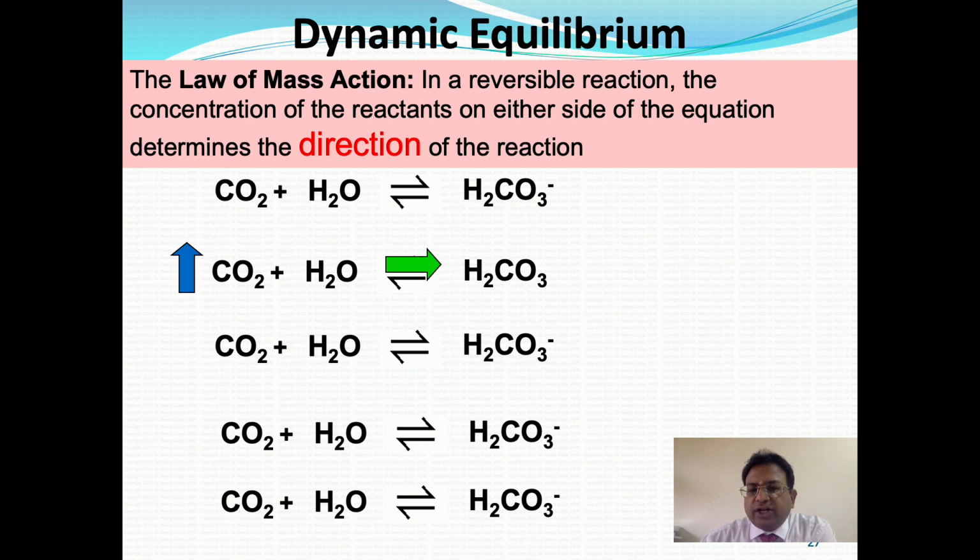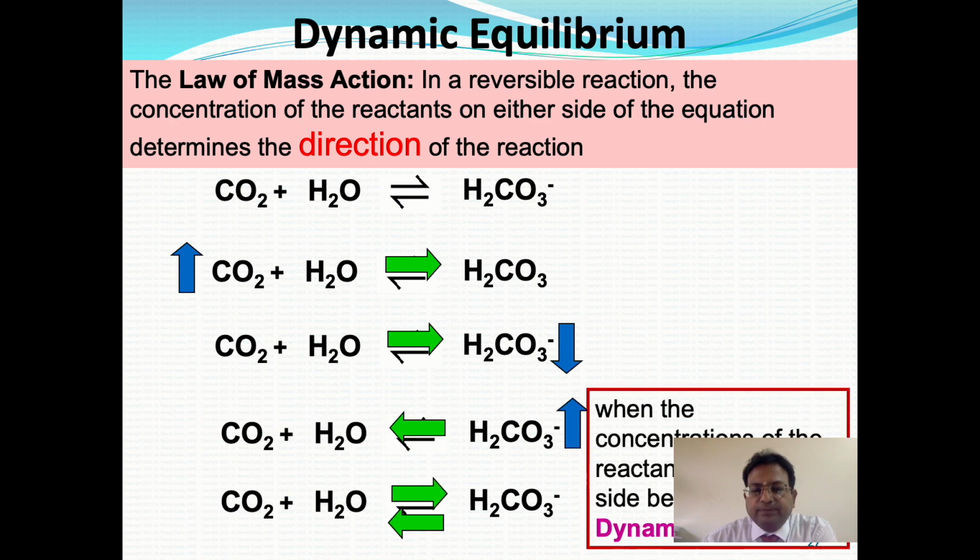This will generate more carbonic acid, and this will decrease the pH, and that will stimulate the respiratory centers. Or if there is a decrease in the bicarbonate concentration due to any reason, that will again make the reaction move in the forward direction, and vice versa for the other situations. And when the rate of reaction is equal on both sides, that means the concentrations are the same on both sides of the reaction, and then the reaction is in dynamic equilibrium.